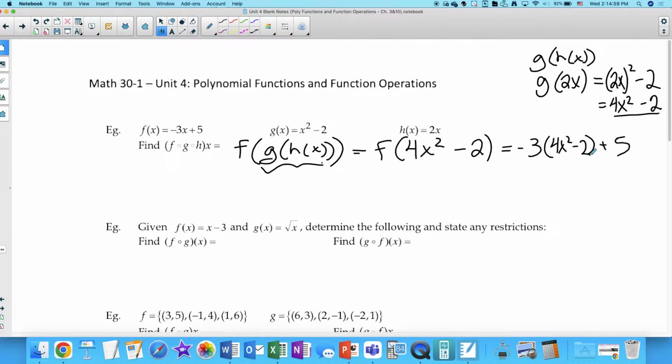Okay, and then, at this point, simplify. So what is that? Negative 12x squared, and then plus 6 plus 5. So negative 12x squared plus 11.